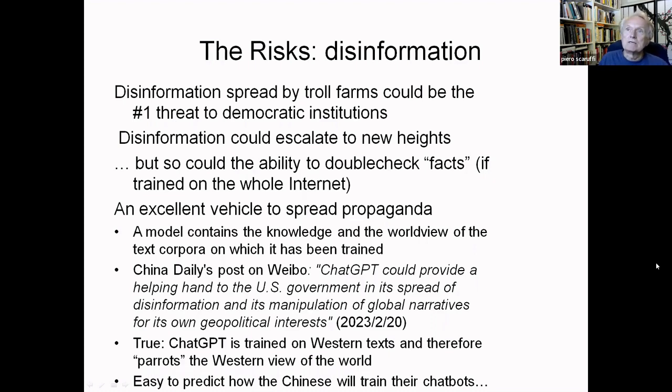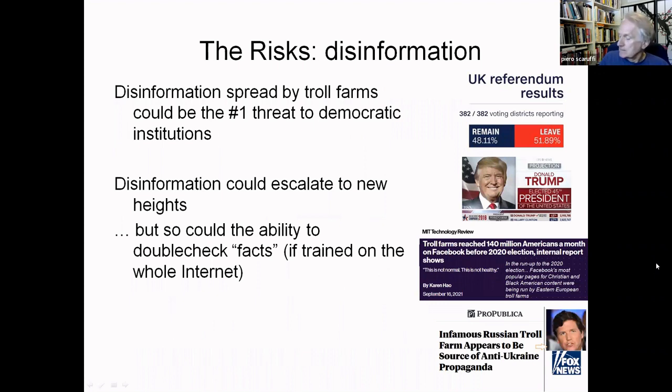These days, we talked about the pandemic of COVID. I think we should also talk about the pandemic of disinformation that we've had since, anyway, the last 10 years, let's say. And disinformation spread by troll farms could be the number one threat to democratic institutions. Yeah, let's look at here. That's an old slide. So Brexit, the election of Donald Trump, and today the disinformation about Ukraine.